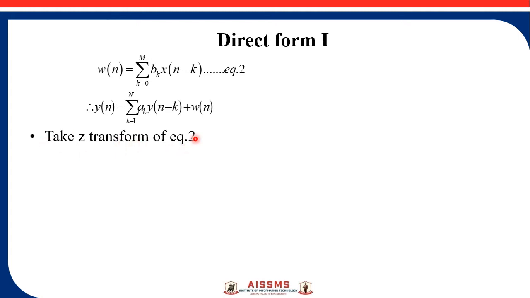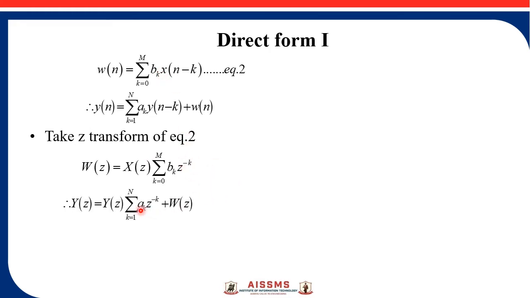Now let us take the z transform of equation 2. So we get W of z equal to X of z summation b k z raised to minus k. Now let us take the z transform of the y of n equation. So we get Y of z is equal to Y of z summation k varying from 1 to N a k z raised to minus k plus W of z. From this we take Y of z common, and we find the equation for Y of z.